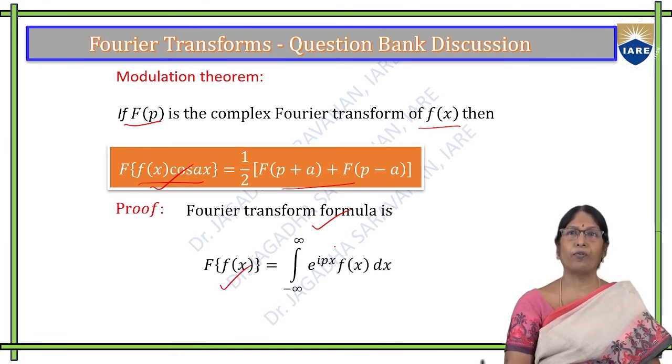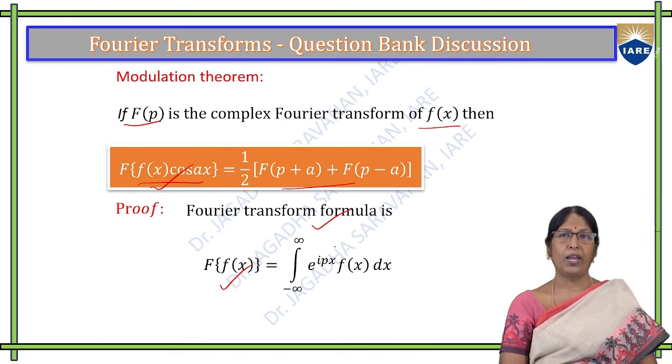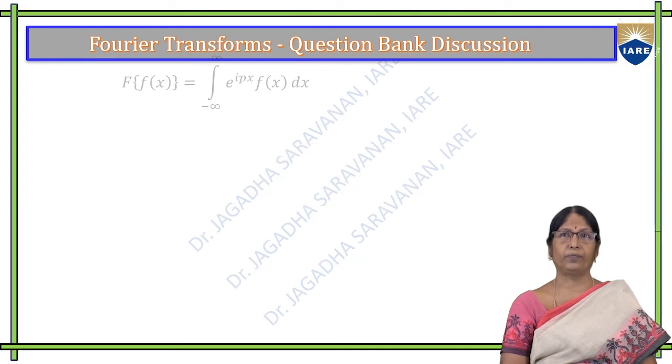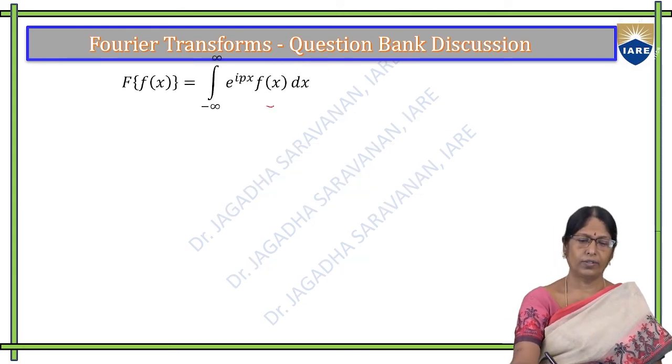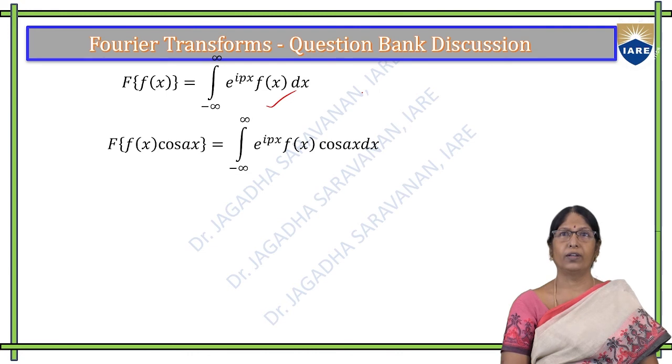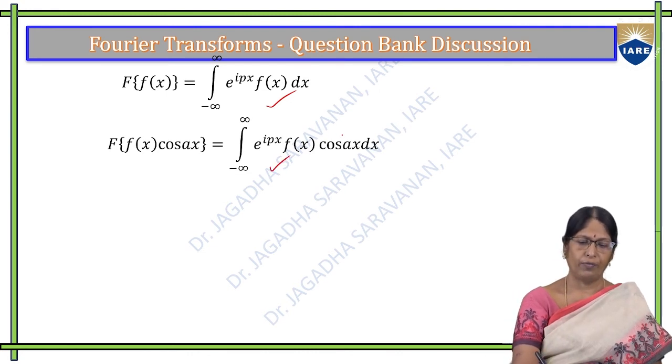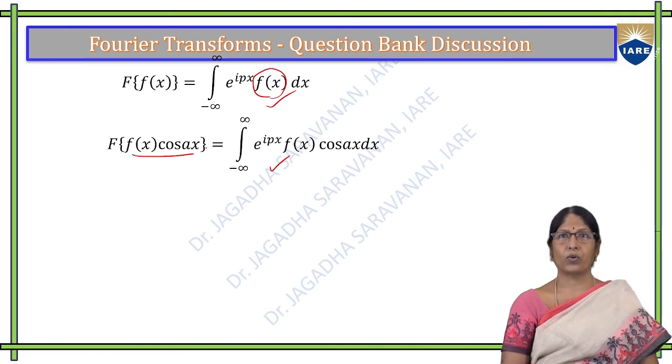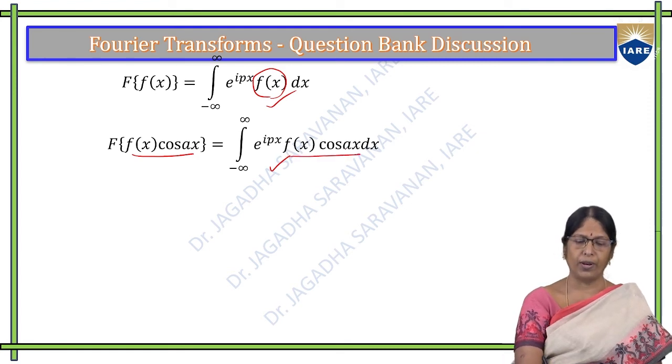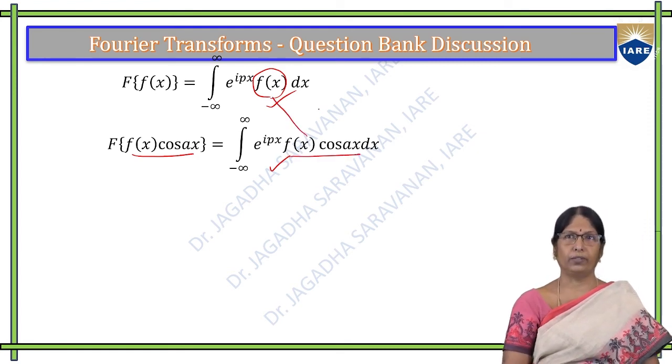capital F of p equal to integral minus infinity to infinity e power ipx f of x dx. So this is the formula which is written here. Next, our f of x is replaced by f of x cos ax. That is our problem function, which is replaced in this particular place.